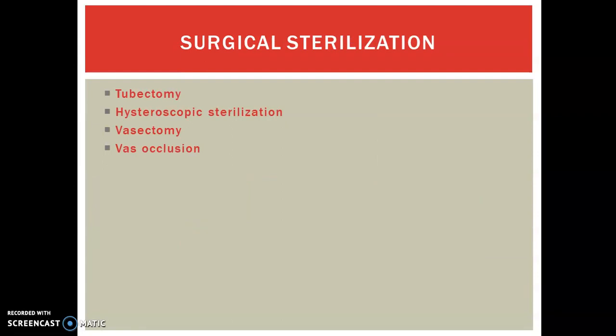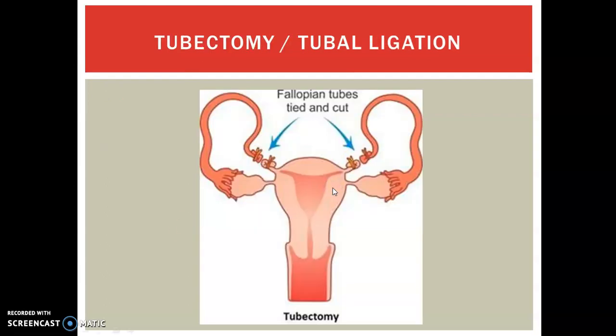Then surgical sterilization, that includes tubectomy, hysteroscopic sterilization, vasectomy and vas occlusion. This is tubectomy, or it is otherwise called tubal ligation. Normally, the sperm is deposited in the vagina and enters the uterus, and it meets the ovum in the fallopian tube, and fertilization occurs, and the embryo will travel back to the uterus and attach to the wall of the uterus and development occurs.